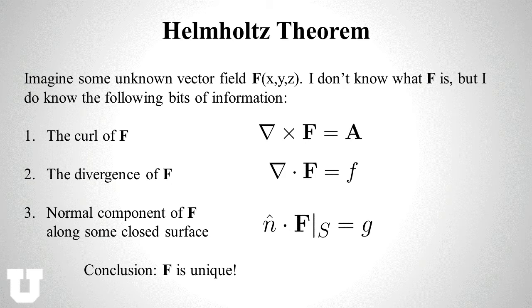surface, a closed boundary. So I'm told the curl, the del cross f, is some vector field. I know the divergence, del dot f, is some scalar field. And that normal component of f, n hat dot f over some surface S, some arbitrary closed surface, is equal to some other value. So if I know these 3 pieces of information, then I am guaranteed a unique solution. I may not know what that solution is, I may not know how to find it, but I do know that there is one and only one solution for f that can simultaneously satisfy all 3 of these conditions.